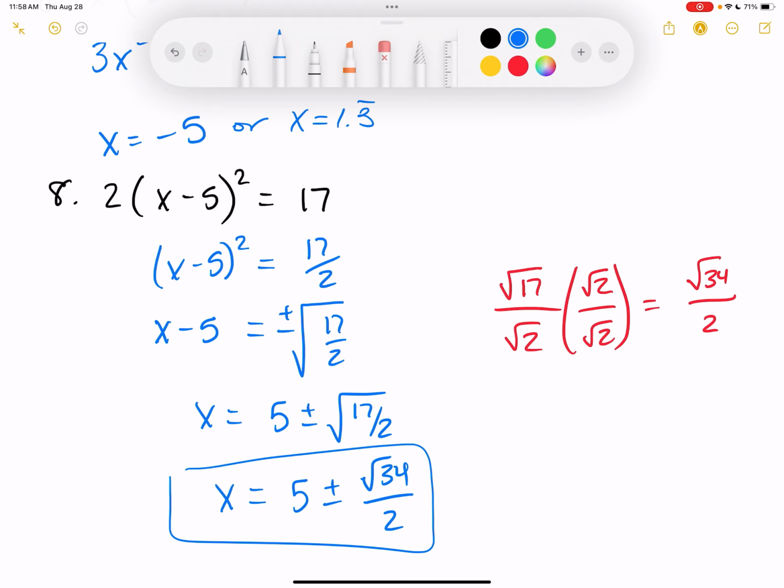Why doesn't the radical on the top cancel? Because there's not something I can take out. It's not a perfect square. This is producing a perfect square, because really the bottom here is the square root of 4, which then is the square root of 34 over 2. That makes sense.